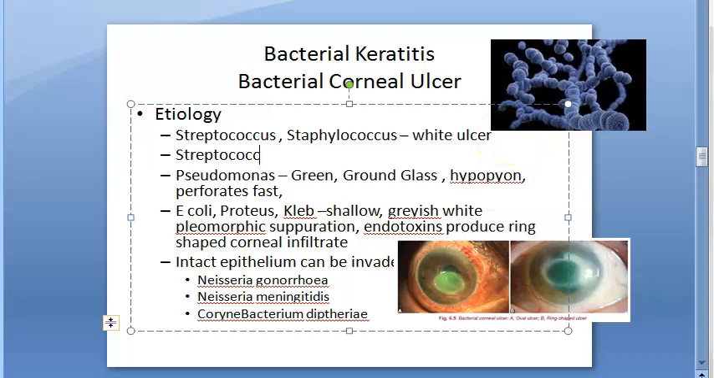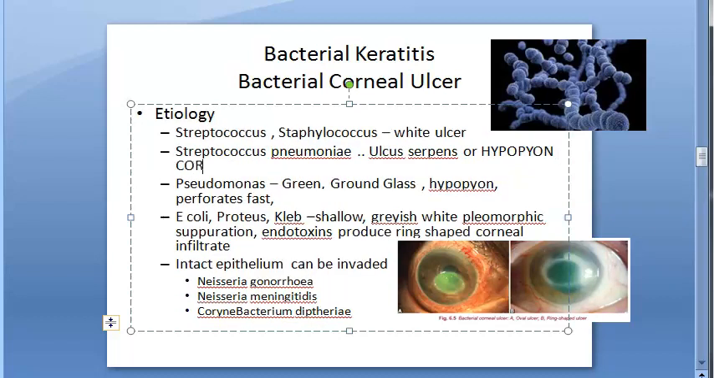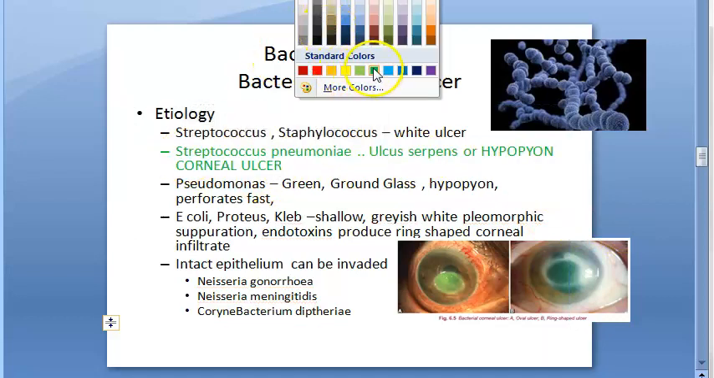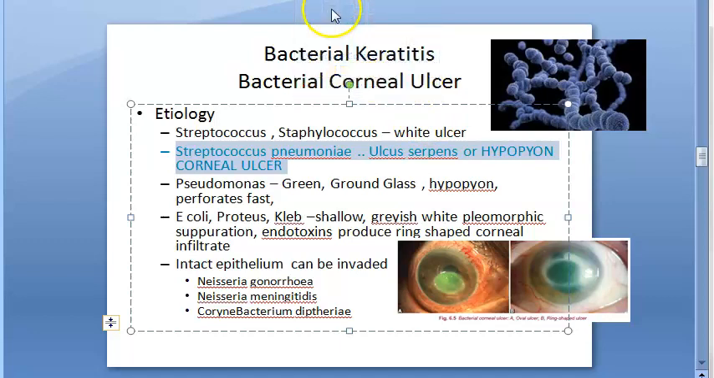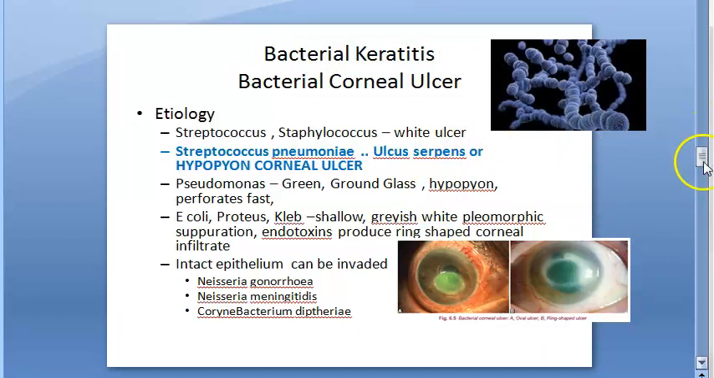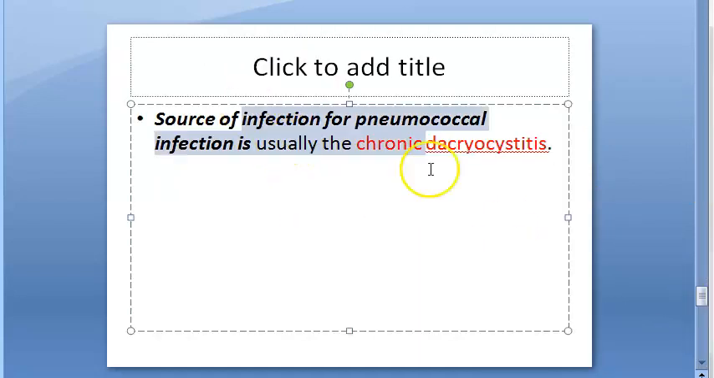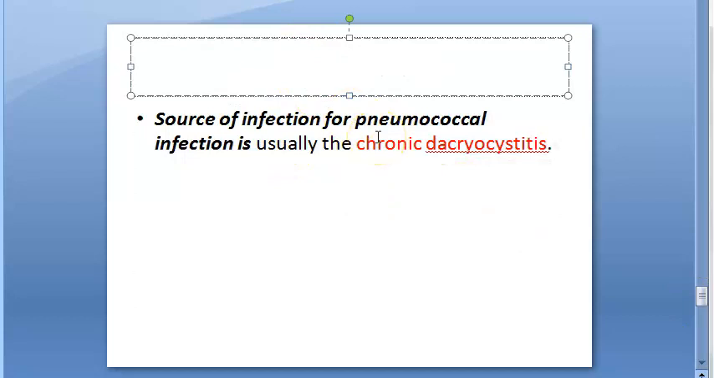Remember, Streptococcus pneumoniae is ulcus serpens or Hypopyon corneal ulcer. Okay, what is special in this Streptococcus pneumoniae caused? Because the source of infection is the lacrimal sac. So that's what you have to remember here. What exactly is the source? The source of infection for pneumococcal infection is dacryocystitis, chronic dacryocystitis.